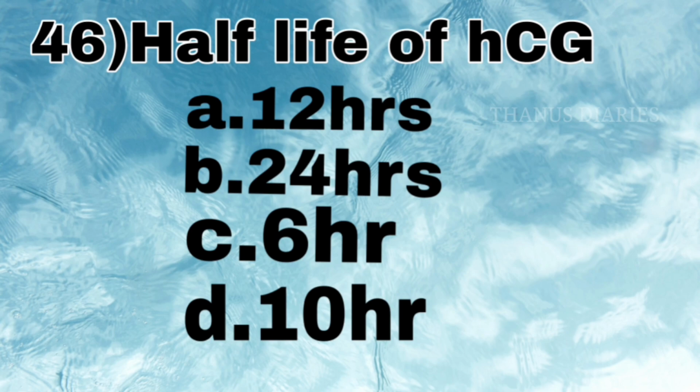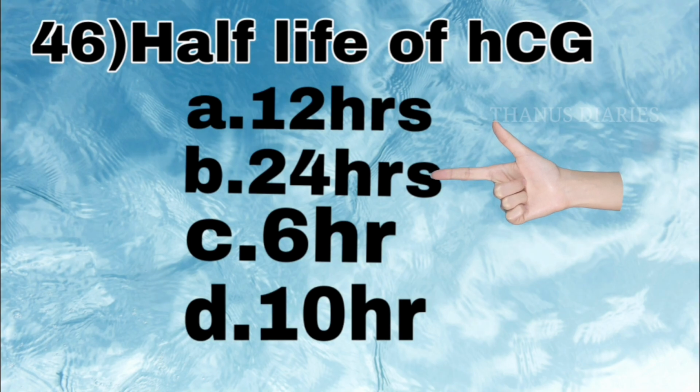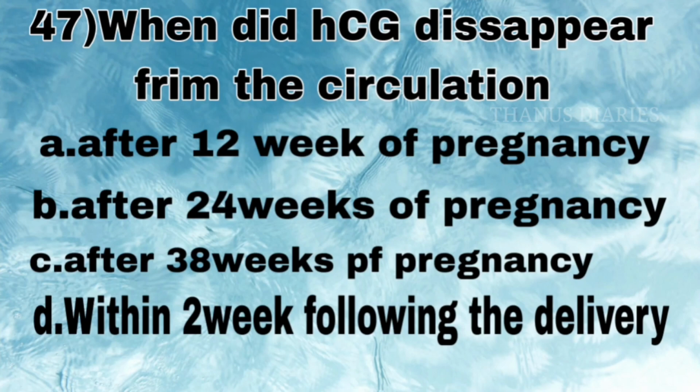Half-life of HCG, human chorionic gonadotropin, 12 hours, 24 hours, 6 hours, 10 hours. Half-life is 24 hours. When did HCG disappear from the circulation? After 12 weeks of pregnancy, after 24 weeks of pregnancy, after 38 weeks of pregnancy, within 2 weeks following the delivery. The answer is within 2 weeks following the delivery.